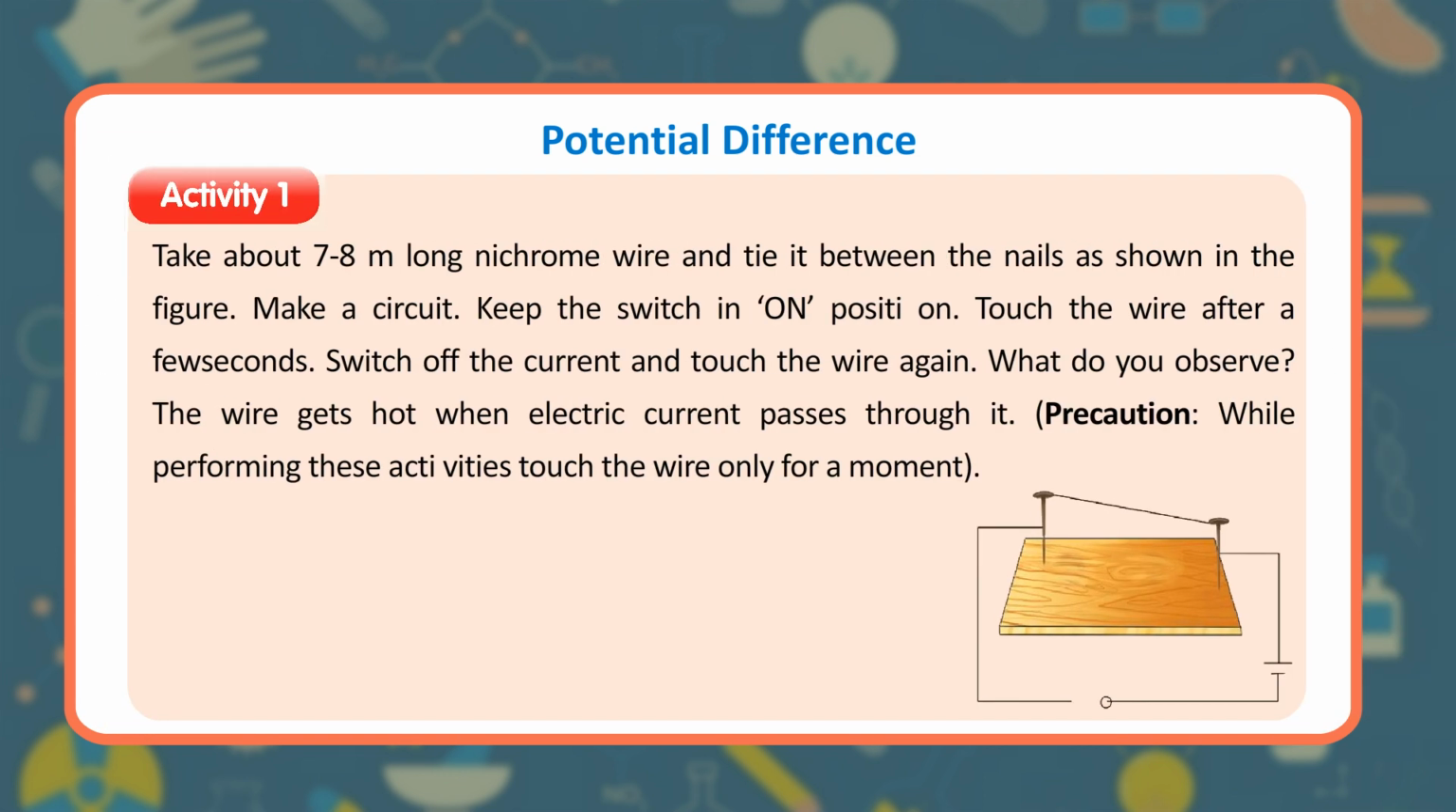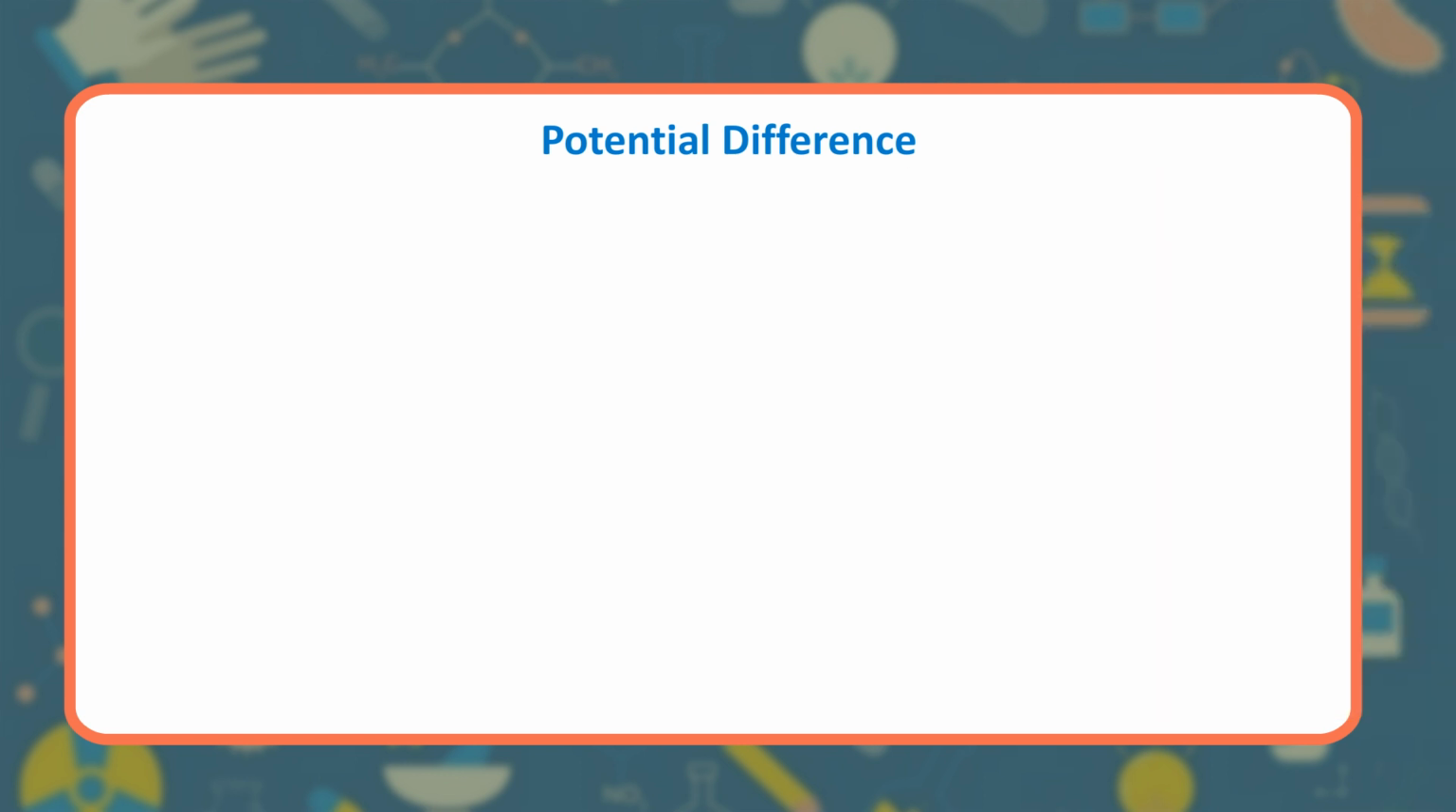Activity: take about 7 to 8 meters long nichrome wire and tie it between the nails as shown in the figure. Make a circuit. Keep the switch in on position. Touch the wire after a few seconds. Switch off the current and touch the wire again. What do you observe? The wire gets hot when electric current passes through it. Precaution: while performing these activities, touch the wire only for a moment.